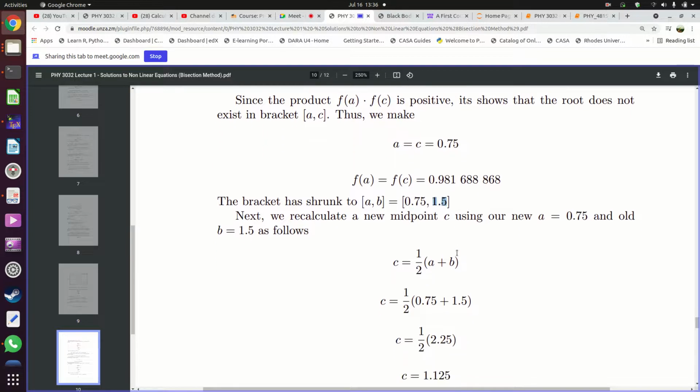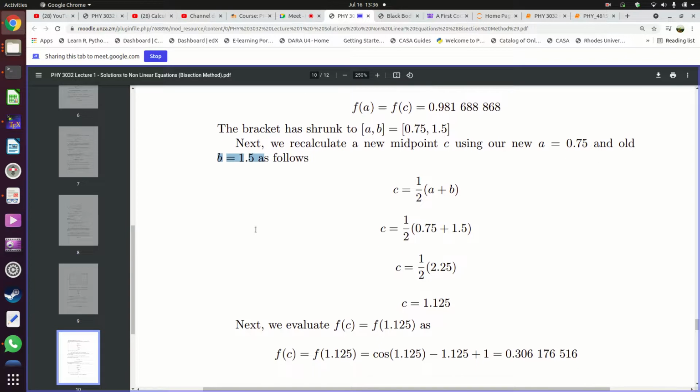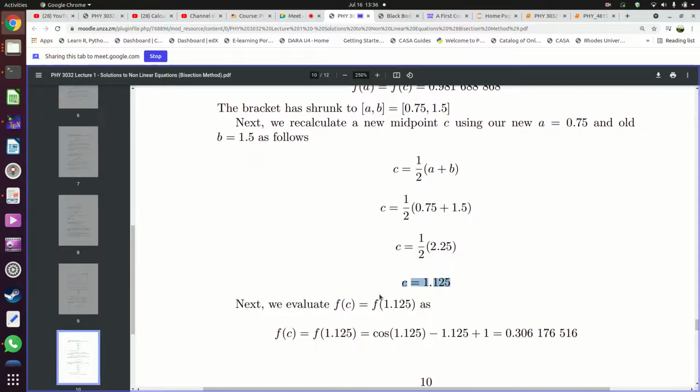Next, with this new bracket, we have to work out a new midpoint, a new solution, C, using our new A 0.75 and our old B 1.5. So our C is going to be equal to half A plus B. That's going to be C is equal to half 0.75 plus 1.5. That's going to give you 2.25. Then divided by half, you end up with C equals to 1.125. This is going to be a new C, a new midpoint.